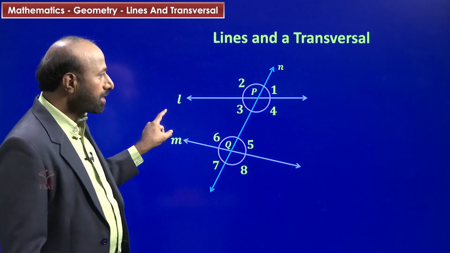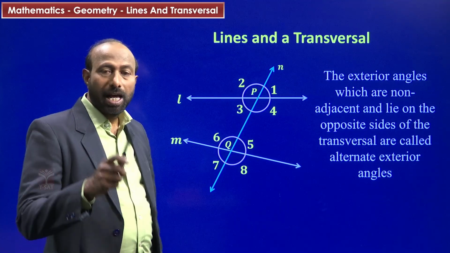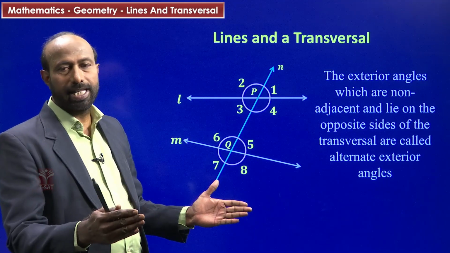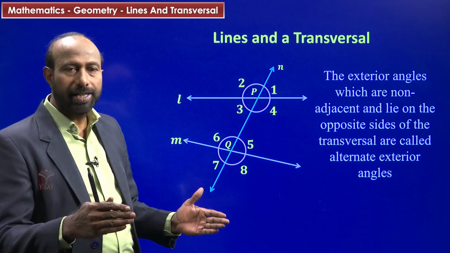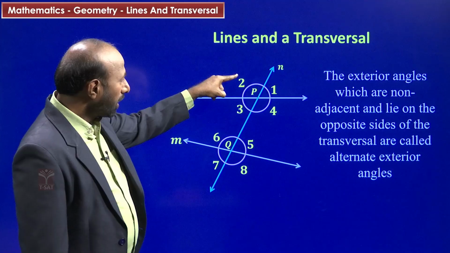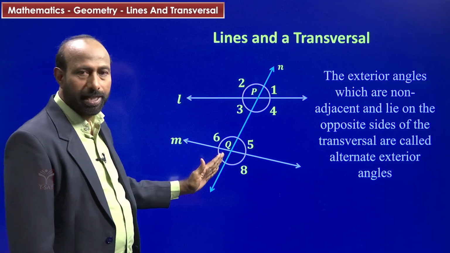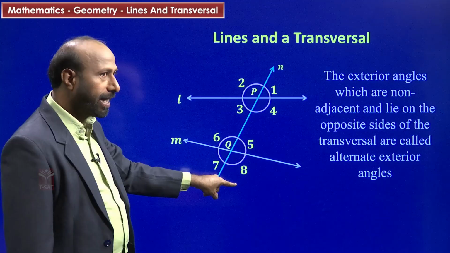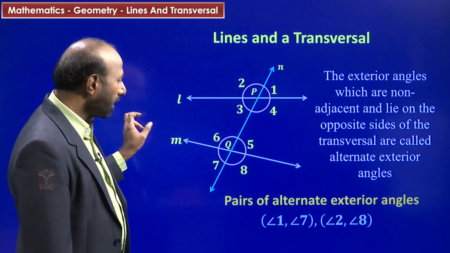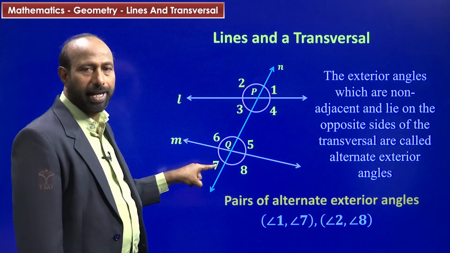Okay. Next, the exterior angles which are non-adjacent and lie on the opposite sides of the transversal are called alternate exterior angles. Like if you take angle 2 and angle 8, they are on opposite sides of the transversal. So, angle 2 and angle 8 are alternate exterior angles. And one more pair of alternate exterior angles is angle 1 and angle 7.